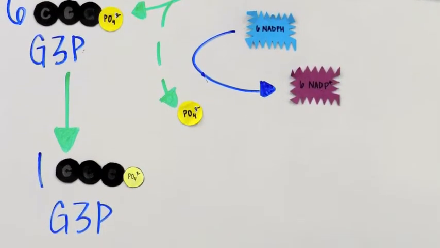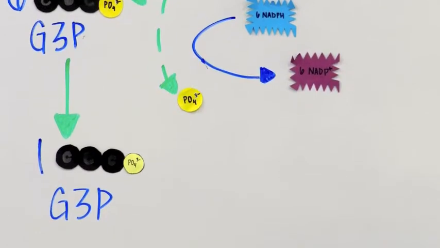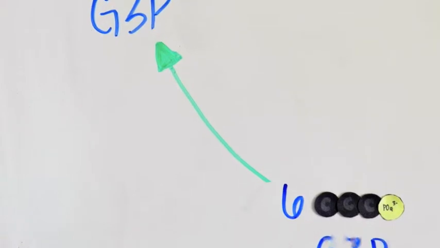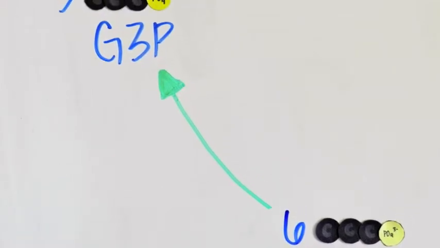We have 6 of these, and one leaves the cycle to be converted into sugars elsewhere. So, now that one G3P has left the cycle, we are left with 5 G3Ps still in the cycle.